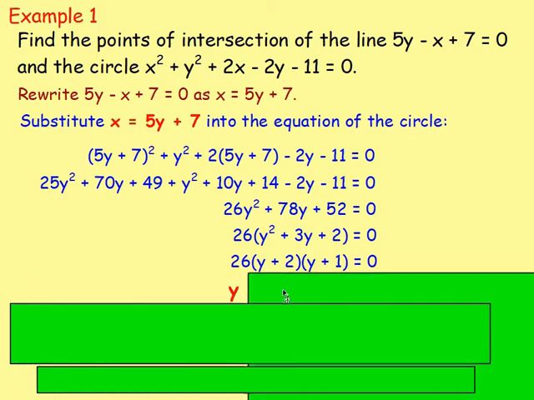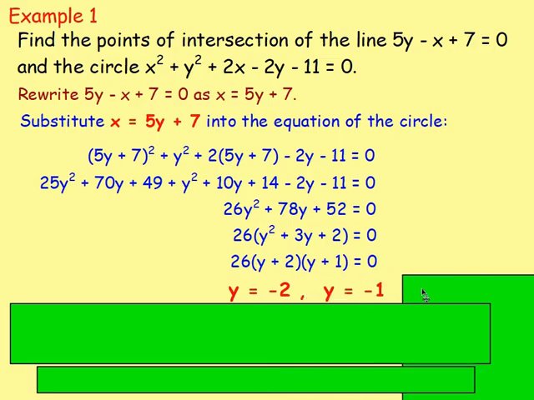Meaning then that if that equals 0, then the y plus 2 would equal 0, meaning y would equal negative 2. And also you could have the y plus 1 equal 0, meaning y would equal negative 1. So there are two possible values there for y. You want to find the points of intersection. So because it's points, you are going to get two values for y. And if you do get these two values, you obviously need to find the x coordinate as well.